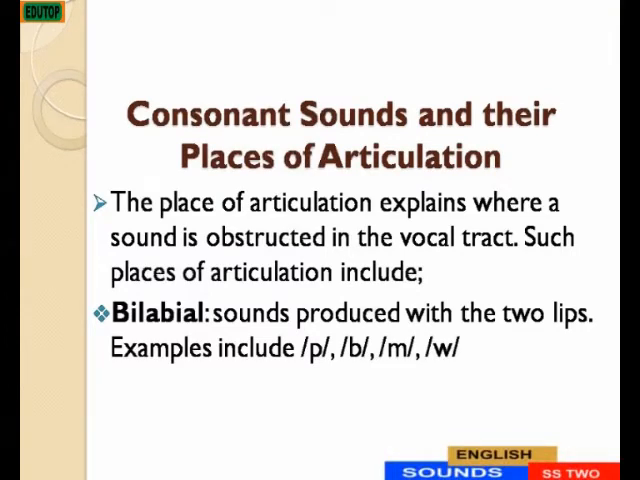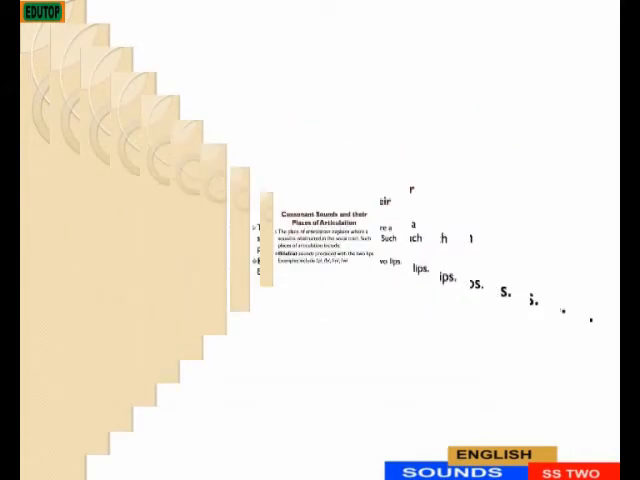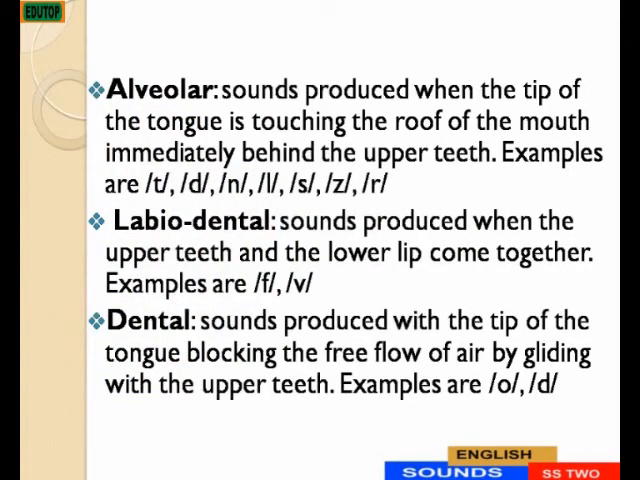Such places of articulation include, the first one we'll be talking about, the bilabial. The bilabial has to do with sounds produced with the two lips. Examples include the sounds pa, ba, ma, and wa. The second one is alveolar.